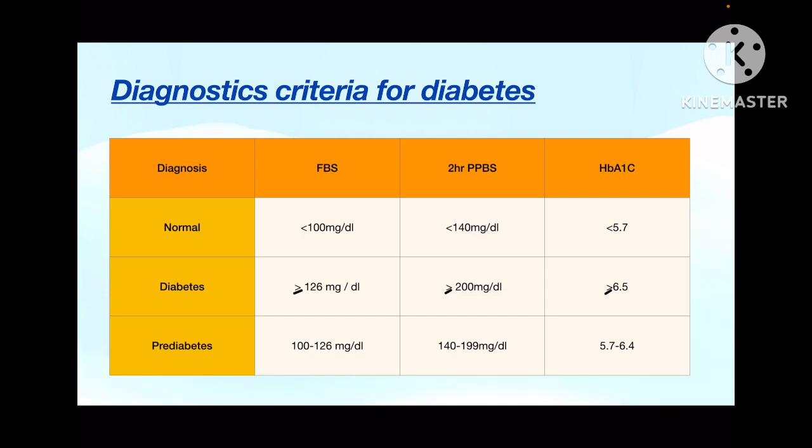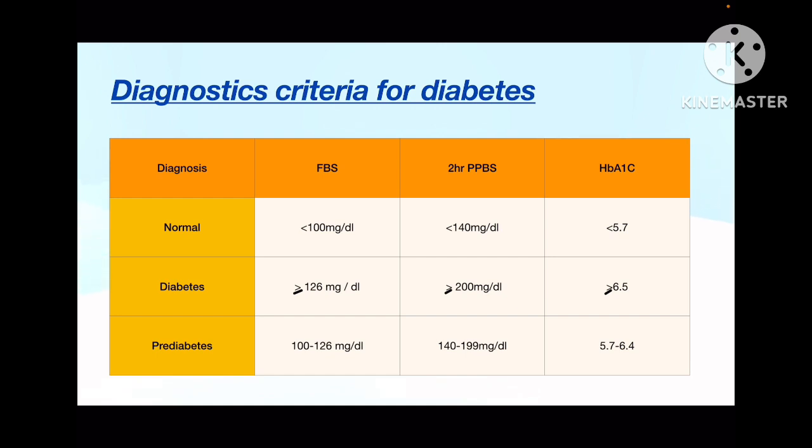If you get the fasting blood sugar, you can say it is normal if it is less than 100 milligram per deciliter. For the 2-hour PPBS, normal should be less than 140 milligram per deciliter. If you take the HbA1c, it should be less than 5.7. You can consider that as a normal HbA1c.